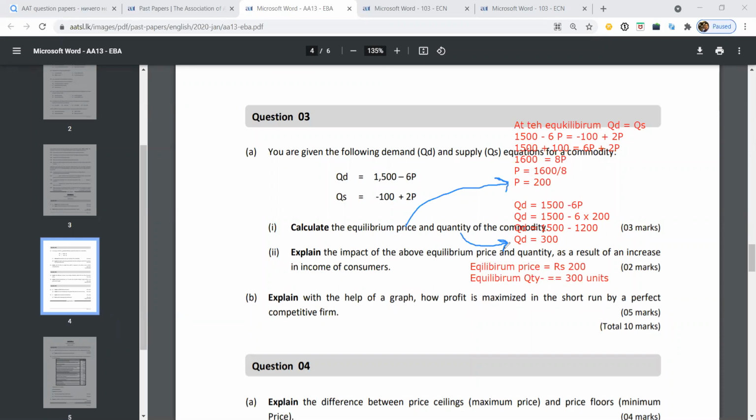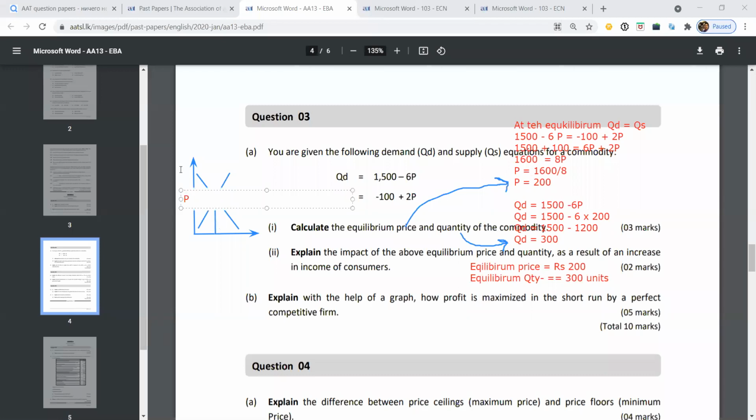Increase in income of consumers. So in this case, equilibrium price will change, and even quantity can change. We can use a diagram to explain here: demand curve, supply curve, equilibrium price, equilibrium quantity.